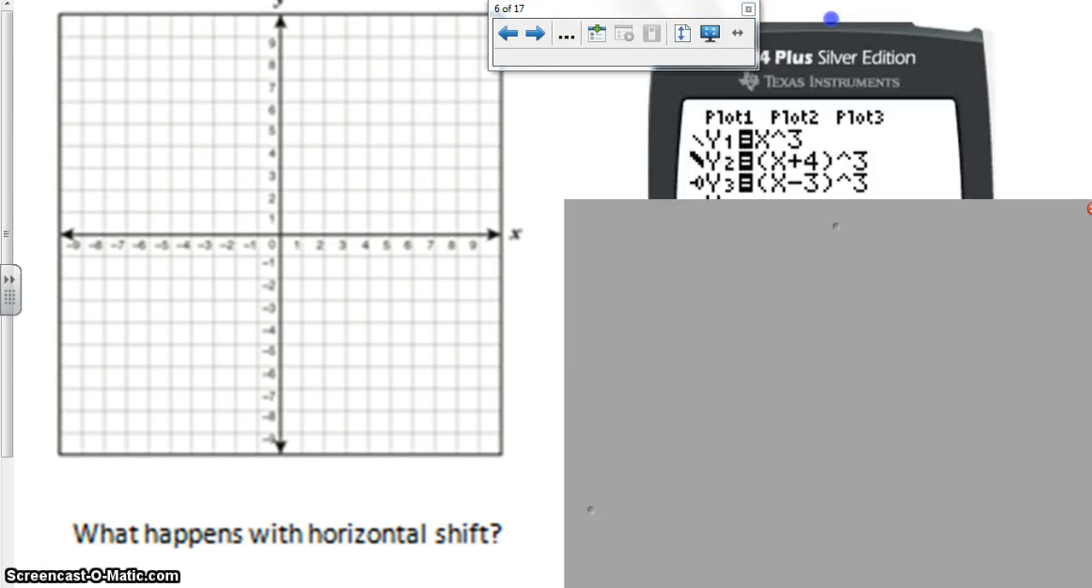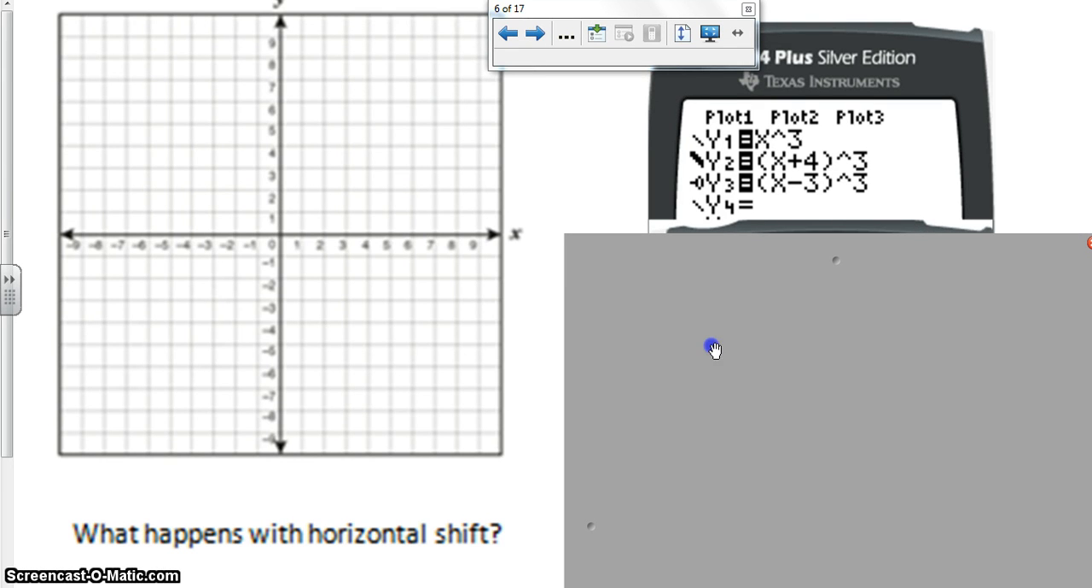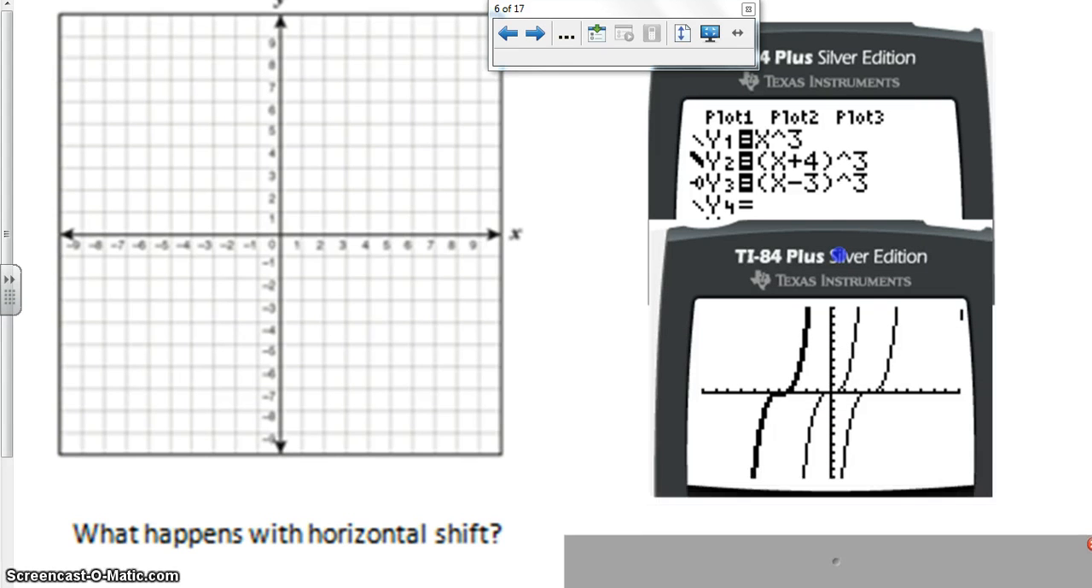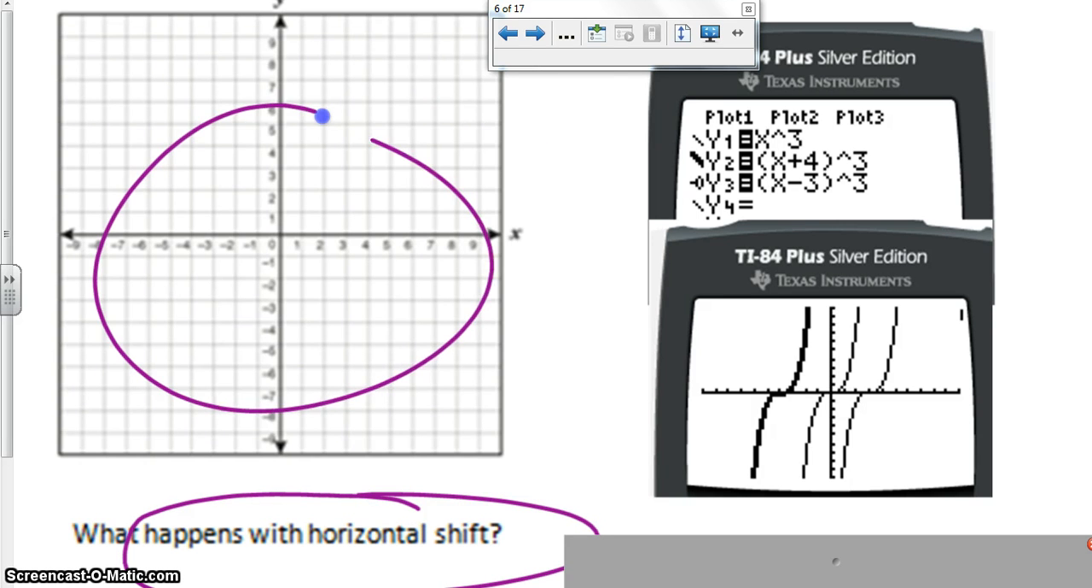Horizontal shift. Take a look at how this changes. Notice how this is impacted there. Are you ready? Go ahead and hit zoom standard, and this is what it should look like. Make sure that you write your answers and graph your work.